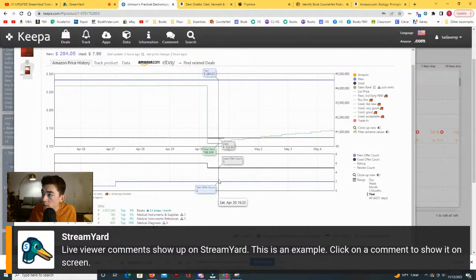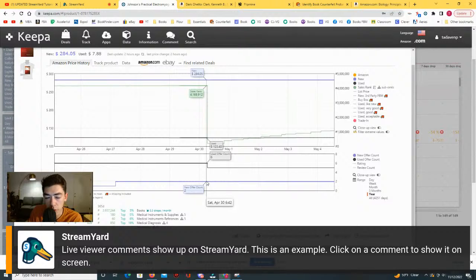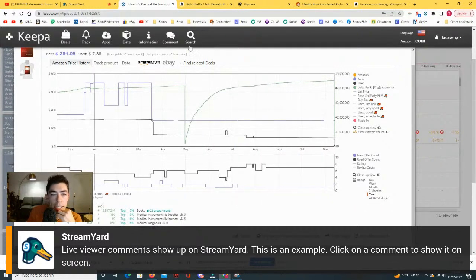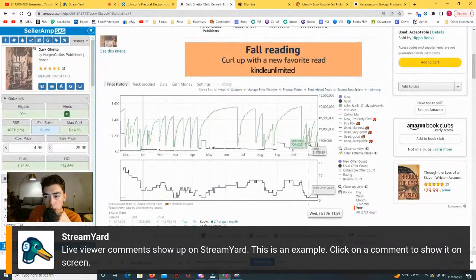Now, that doesn't mean that it wasn't the new offer count, because remember, new offer and used offer count just means how many sellers are listing the book. It doesn't mean how many copies are available. There could be only 2 offers, but technically those could be 2 different sellers and they each have like 30 in stock. So it's not how many new copies are available, it's how many sellers there are. So yeah, in that case over here, this is definitely the used price that was selling at that.